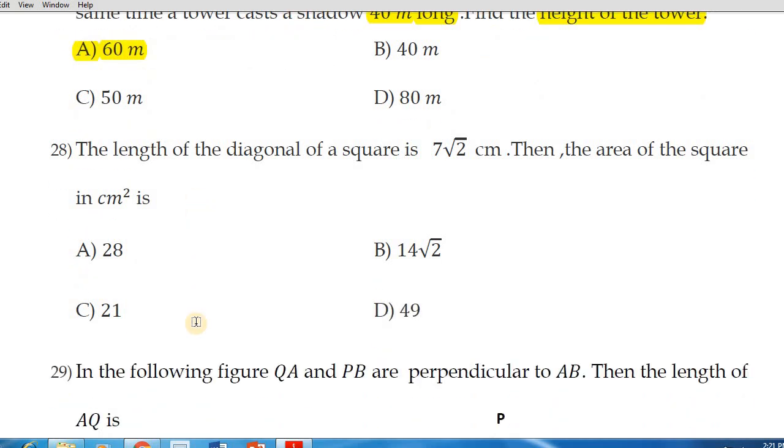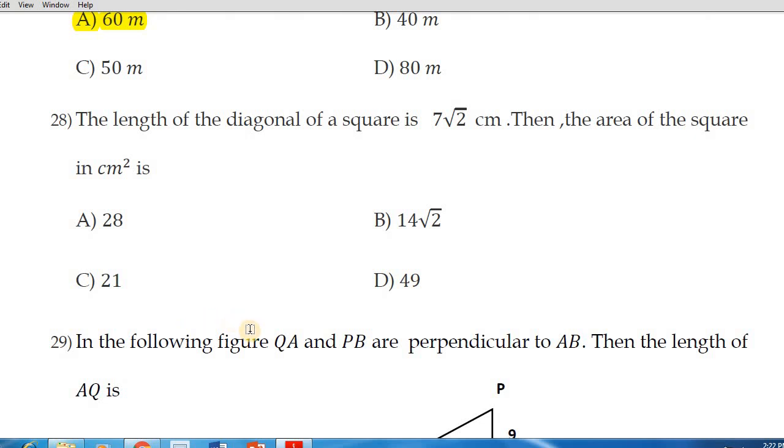Next, 28th question. If you use common sense, you can say the answer for this. No need to solve at all. The length of the diagonal of a square is 7 root 2 centimeter. It means the diagonal length is given. Then the area of the square we wanted to find. Options are 28, 14 root 2, 21, 49.